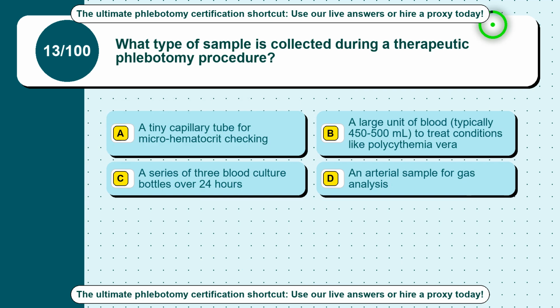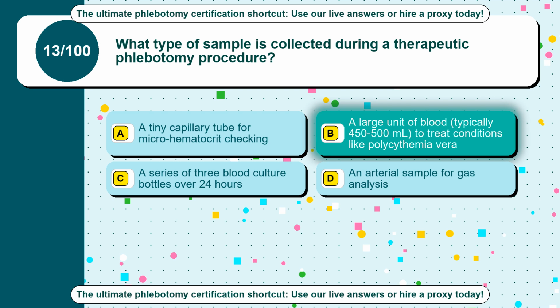Question 13. What type of sample is collected during a therapeutic phlebotomy procedure? Option A, a tiny capillary tube for microhematocrit checking. Option B, a large unit of blood, typically 450 to 500 ml, to treat conditions like polycythemia vera. Option C, a series of 3 blood culture bottles over 24 hours. Option D, an arterial sample for gas analysis.